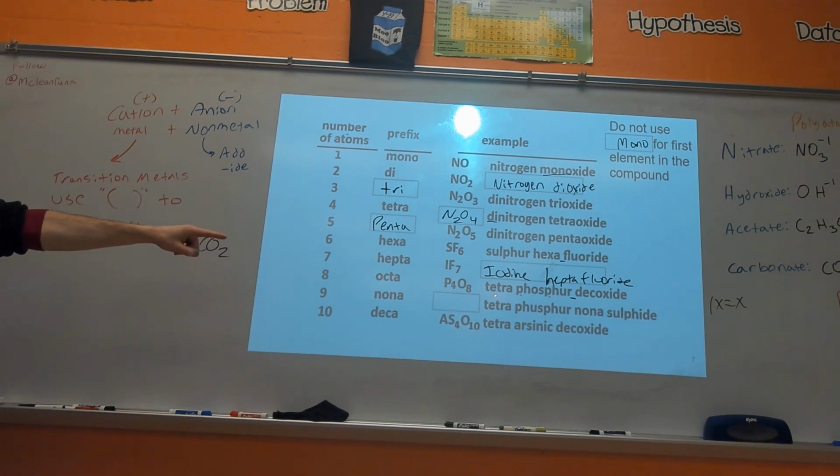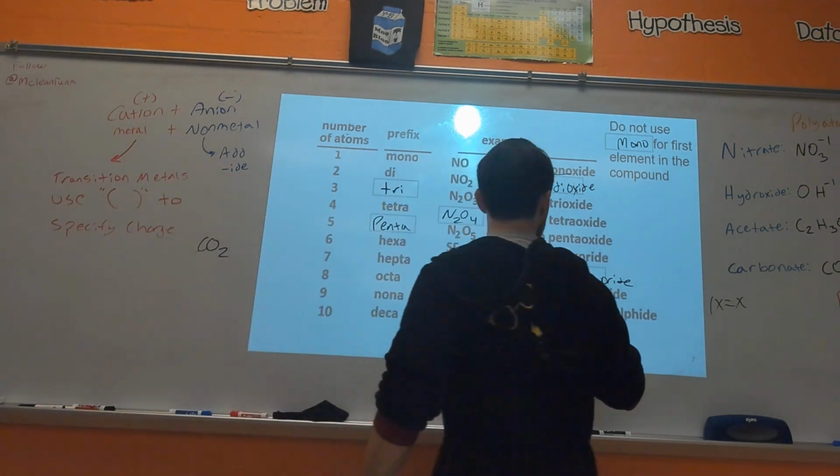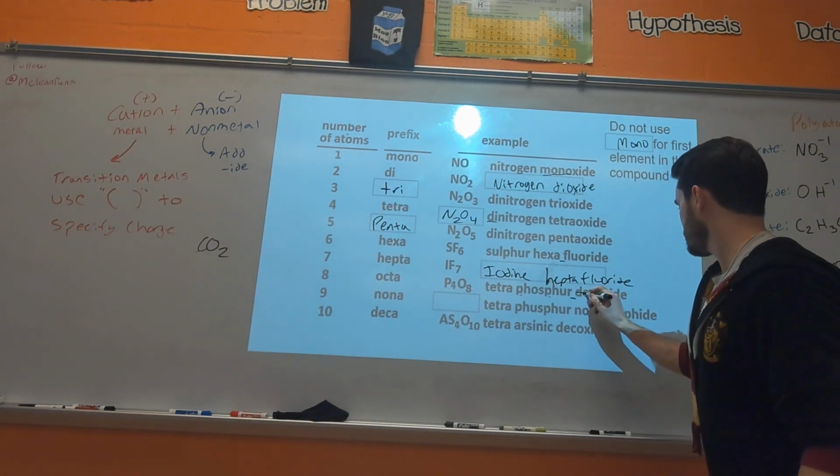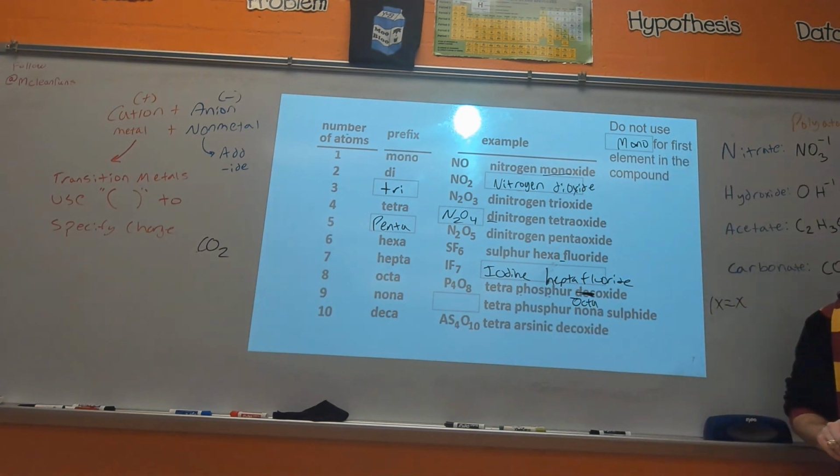Another way of saying this would be tetraphosphorus. Actually, this one is wrong. This is an 8. That should be octa. That'd be octaoxide. Okay, so don't let that confuse you.